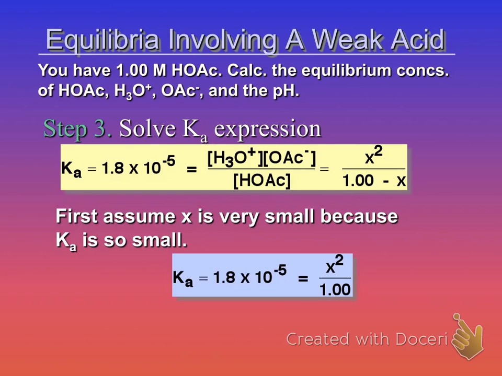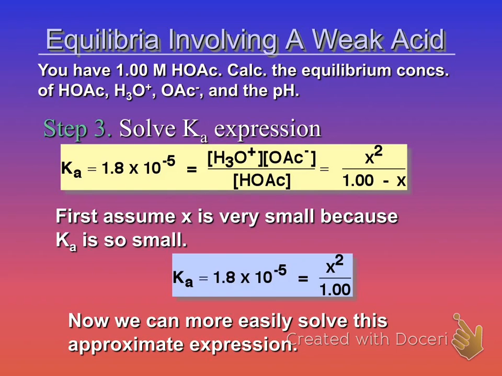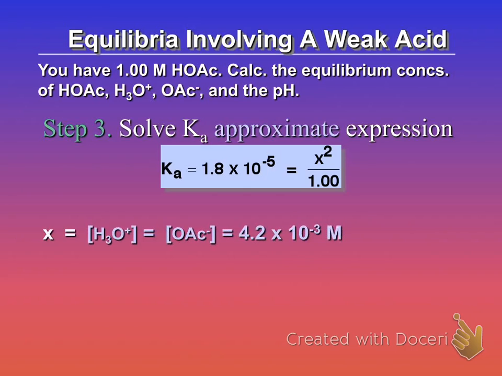So if we do that, our equilibrium expression now looks like this. It's obviously much easier to solve. We'll just have to take the square root of 1.8 times 10 to the negative fifth. And if we do that, we'll find that x is 4.2 times 10 to the negative third. Okay, so there's our x value, one of the things we were looking for in the original problem, because that's going to give us the concentration of, directly, that and that.